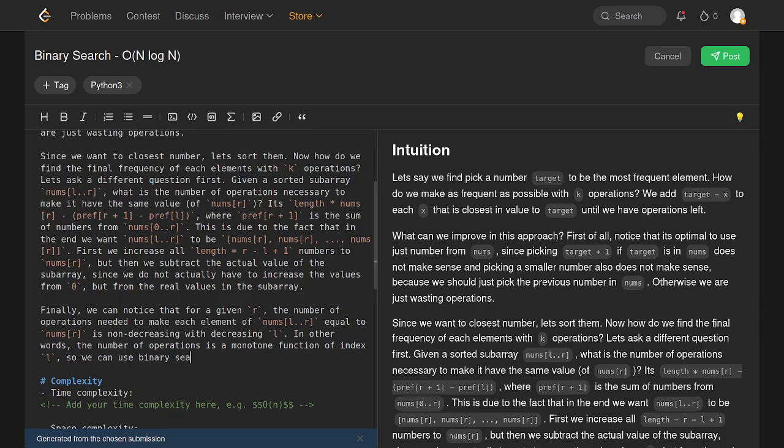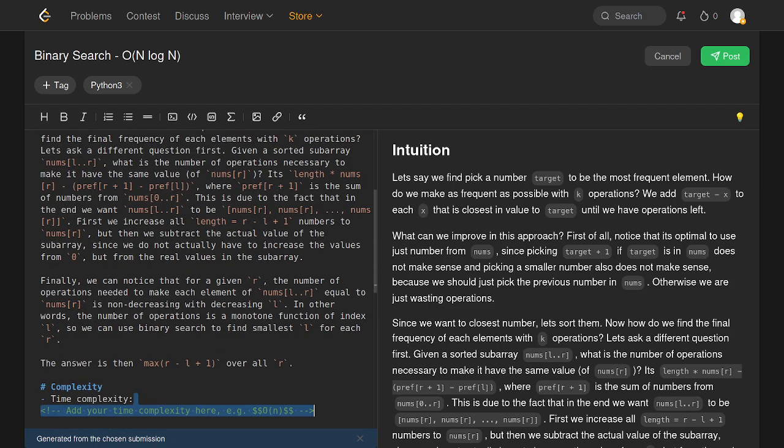So we can use binary search to find the smallest L for each R. The answer is then max of R minus L plus 1 over all R, L, whatever. The complexity is O(N log N), where N is the length of nums.